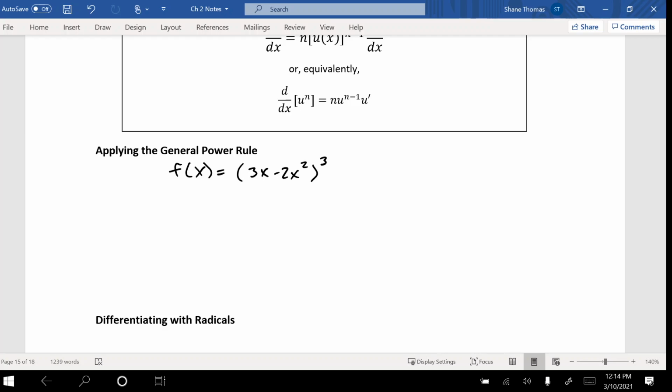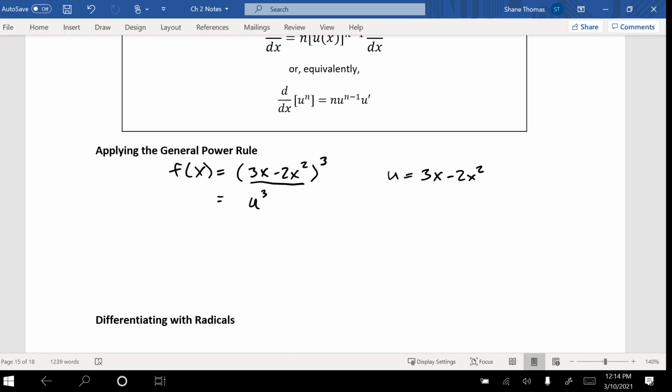Okay, what's my ugly stuff here? The inside. So this here is going to become my u: 3x minus 2x squared. Now I have to rewrite f of x with just a u. That's u to the third. With me there, Katie? Okay.